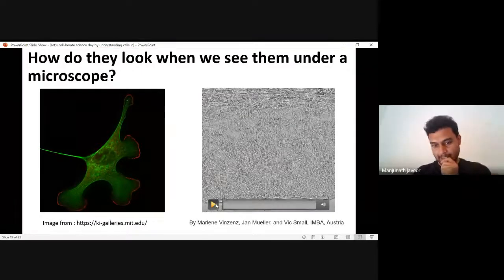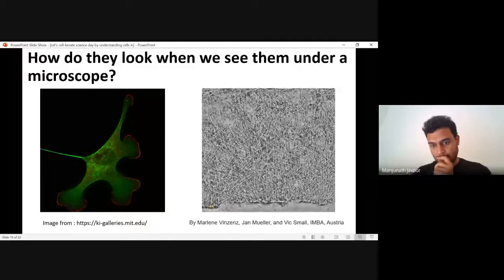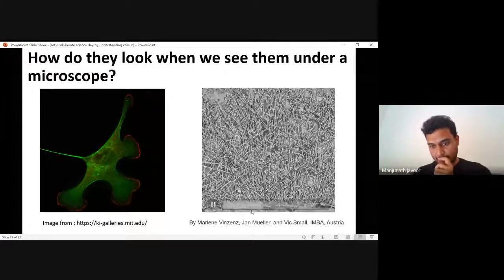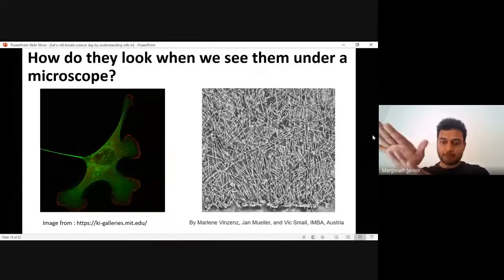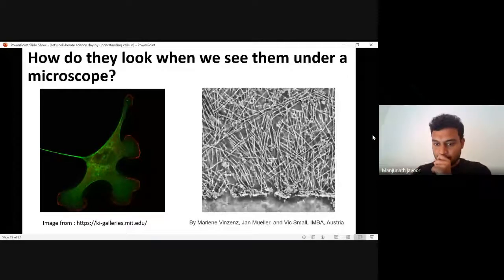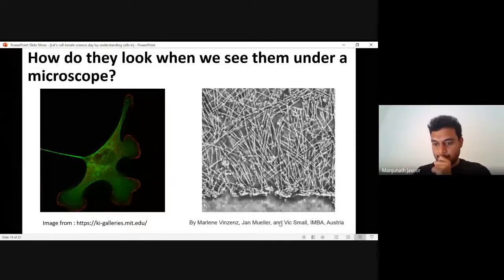You need not know the details, just see the movie. You can see all these filaments inside the cell in the leading edge. This is how these proteins are arranged, and this is the membrane at the bottom, and they are pushing that membrane.